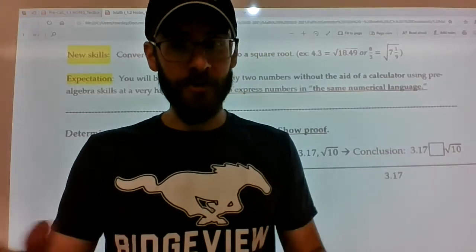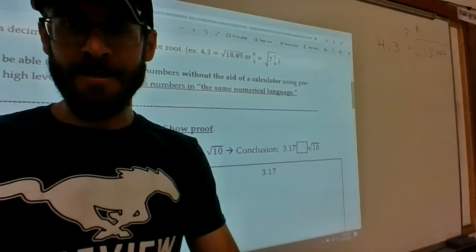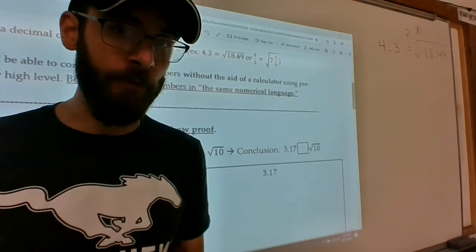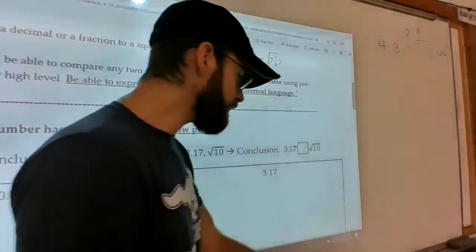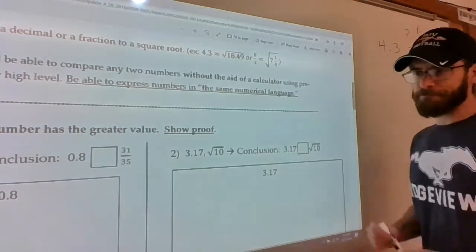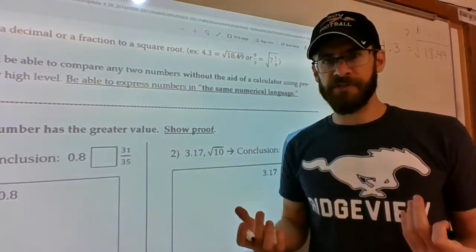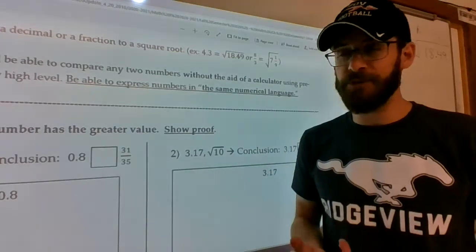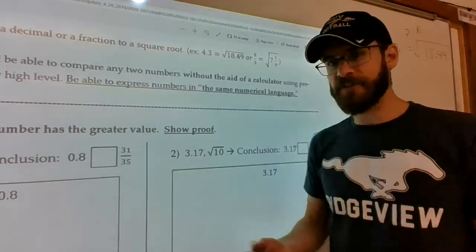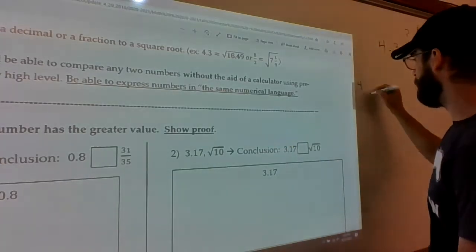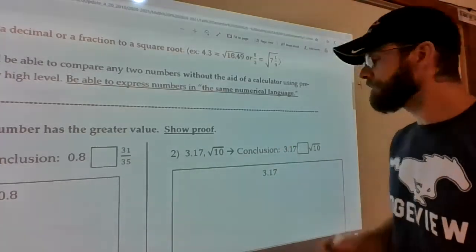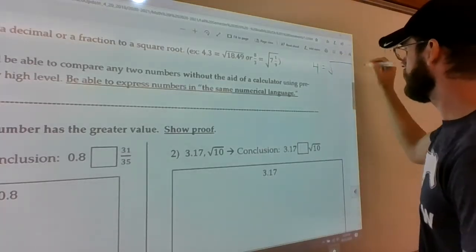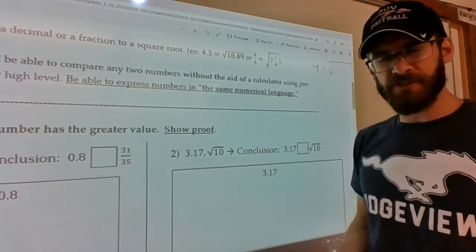So, before we do that, how are you supposed to turn 4.3 into root 18.49? Well, I think a good place to start with this is just to say, how would you turn maybe not even a decimal into a square root, but just a whole number? For instance, like if we have the number 4, okay? I mean, what does that equal as a square root?